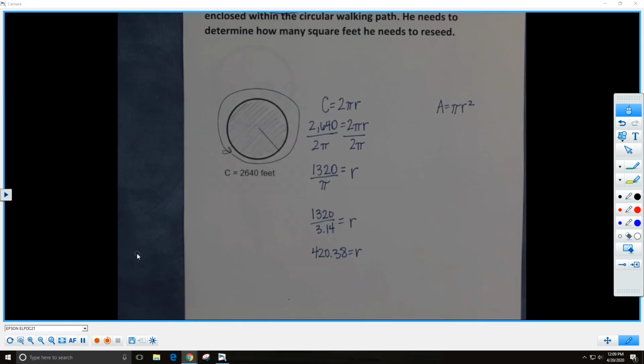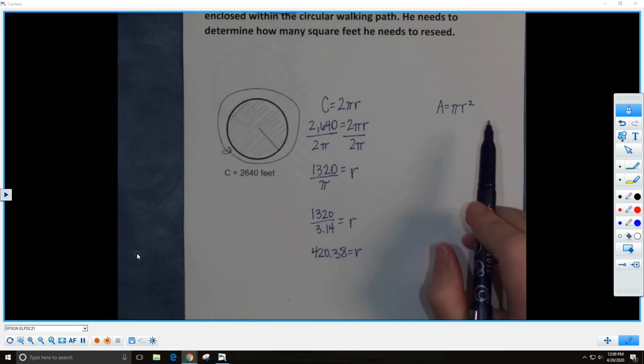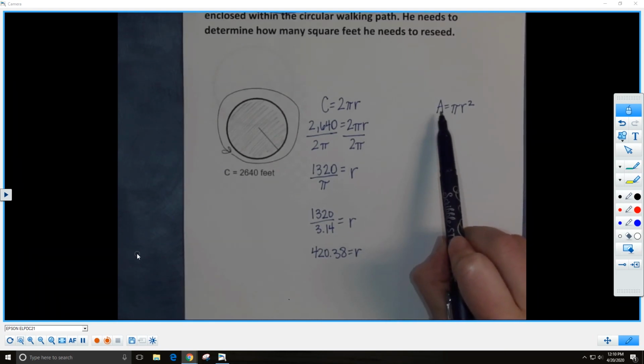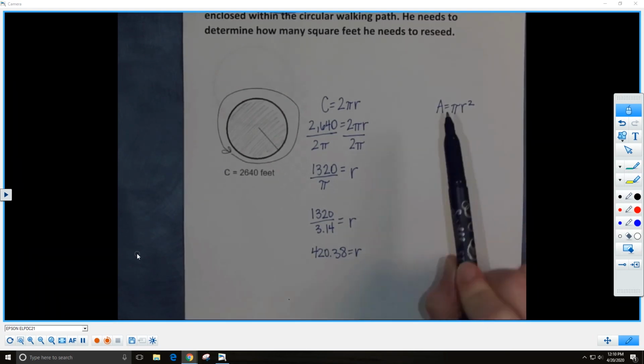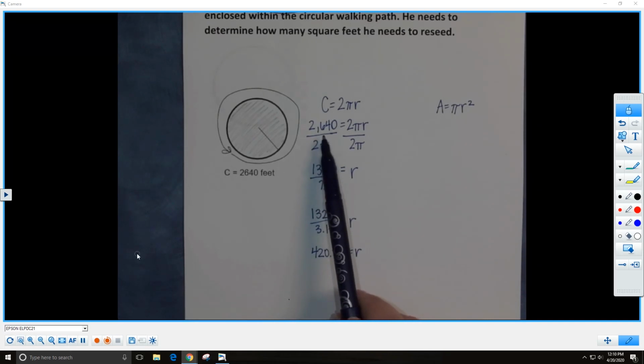Awesome, but have we actually solved the problem? What was all of that work for? Well, remember that we need the area. In order to find the area, we needed the radius. So we had to use what we were given, which was the circumference, in order to find the radius. Now that we know the radius, we can substitute that for r in our area formula.